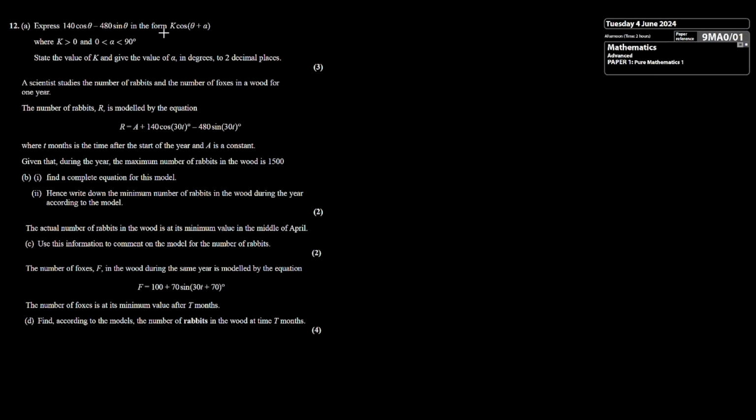We've got to put this expression into the form k cos(theta plus alpha). This is a harmonic form question. I think it's worth writing down what k cos(theta plus alpha) equals. If I put that here, using the formula, this is k cos alpha cos theta minus k sine alpha sine theta.